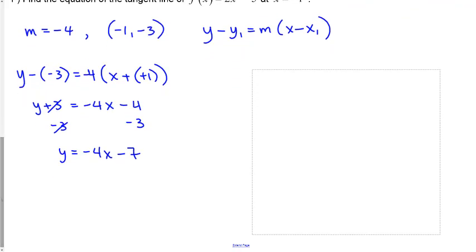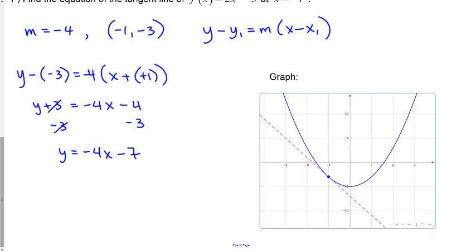And if you graph this, and I encourage you to do so on your calculator so that you get practice with graphing things on your calculator, what you should see is the parabola, which is 2x squared minus 5, and the tangent line, -4x minus 7, touches the curve at the coordinate -1, -3, and it is a really good estimate for the slope of the curve at that particular point. So that's what our definition of a tangent line was.